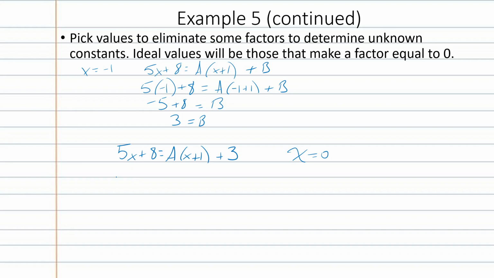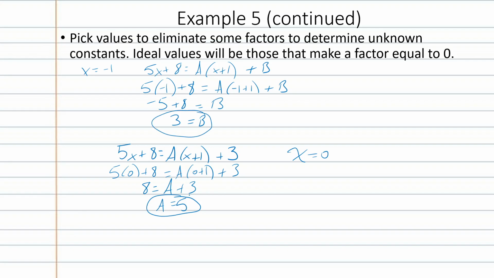If I let x equal 0, then I get 5 times 0 plus 8 equals a times 0 plus 1 plus 3. The 5 goes away, and I'm left with 8 equals a times 0 plus 1, which is 1, and 1 times a is a. So 8 equals a plus 3, which means if I subtract 3 over, a would just equal 5. I have my a and my b.